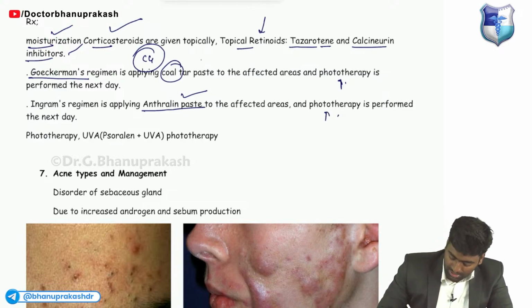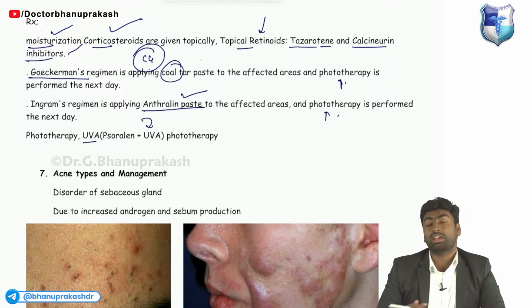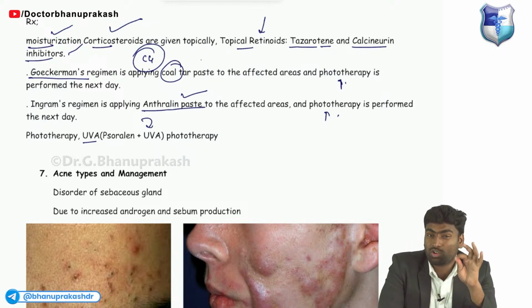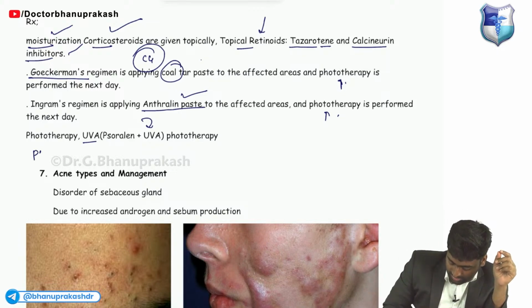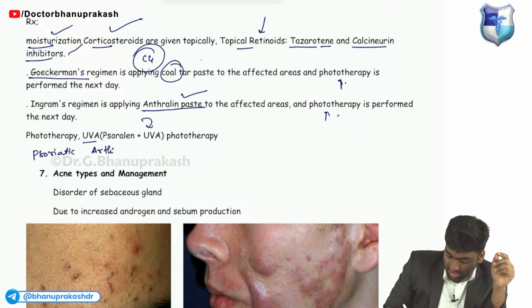Okay, and phototherapy usually will be what? It will be UVA phototherapy with psoralen. With psoralen we'll have this phototherapy, and it is used for psoriasis, remember. And for psoriatic arthritis, I told you we'll use methotrexate. Arthritis, yeah, we'll use methotrexate.